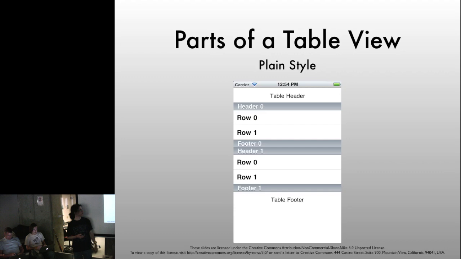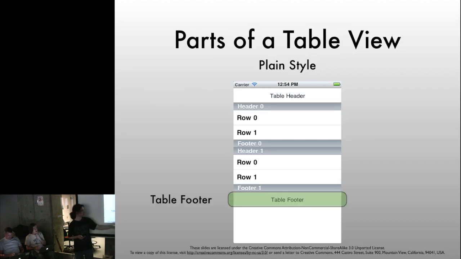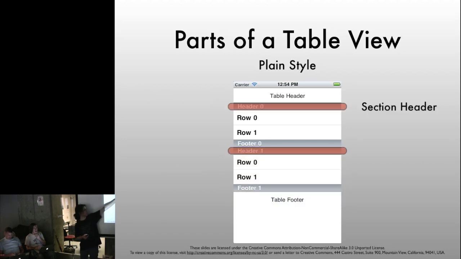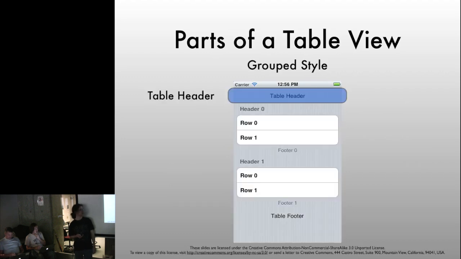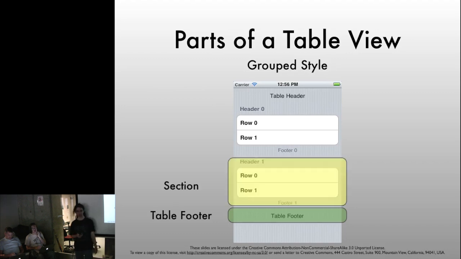So these are the components of a table view. There's a header, which is a single thing independent of everything else in the table. There's a footer. These are sections. The sections can have headers and footers themselves. And the grouped table has its own analogs, except the spacing is a little different, and the headers have no shaded backgrounds on them.